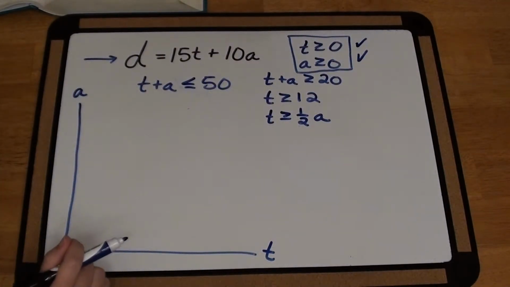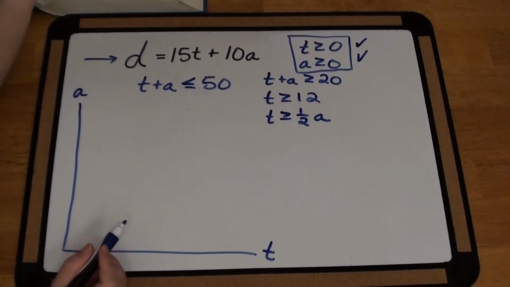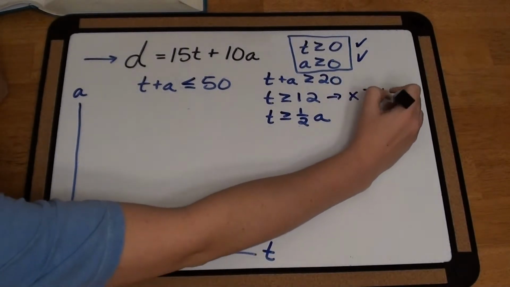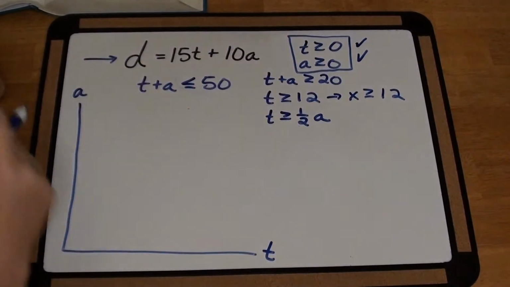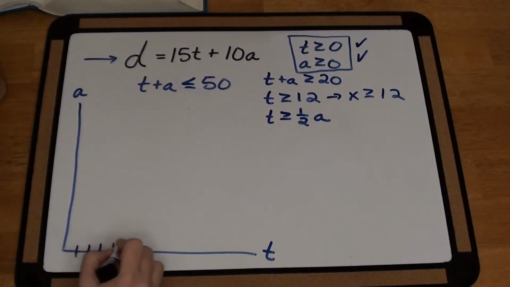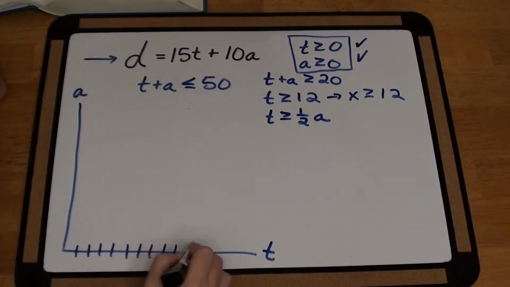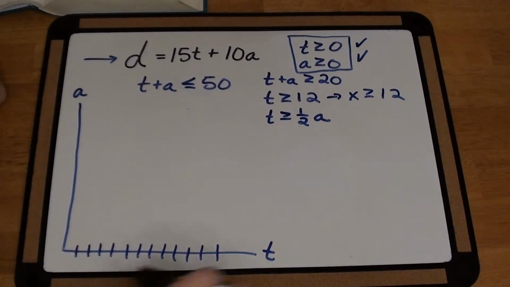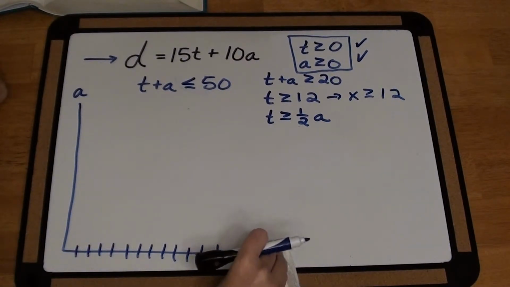Now, in this situation, I know that my t is more like my x's, so I can think of this as x is greater than or equal to 12, right? Okay, so 1, 2, 3, 4, 5, 6, 7, 8, 9, 10, 11, 12. Oh, that's going to be bad. We're not going to be able to fit all our equations on if we do that. So let's do this.